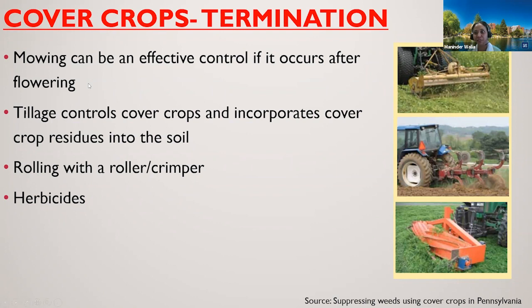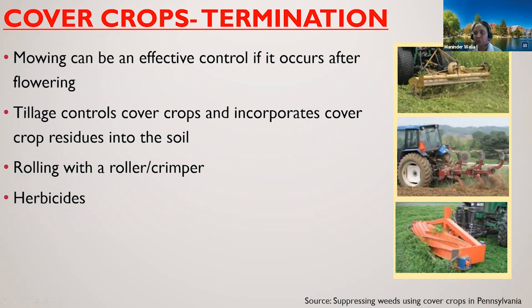Mowing can be an effective control if it occurs after flowering to prevent them from self-seeding. And if we do it at the seeding stage, then it will become a weed. So make sure that you do it soon after flowering and do not allow the plants to set seeds. Tillage controls the cover crops and incorporates the crop residues into the soil. This does speed up the degradation and release of nutrients for the primary crop, but does not create a mulch layer since we are incorporating that into the ground.